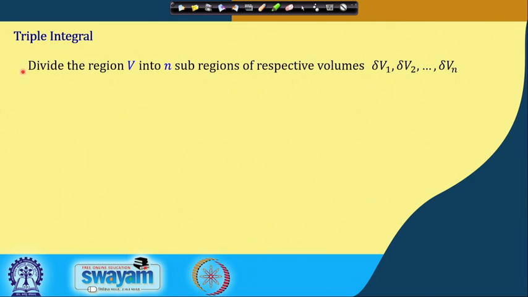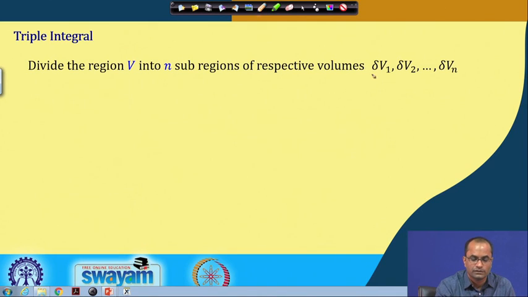So, first, how to define this triple integral. Similar to what we have done for the double integrals, we will divide the given region. Now our region will be in the 3-dimensional space. We will divide that region into n sub-regions, and we call the volume of these sub-regions delta V 1, delta V 2, delta V n.